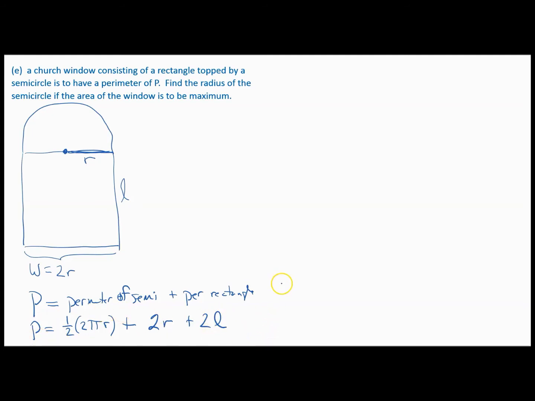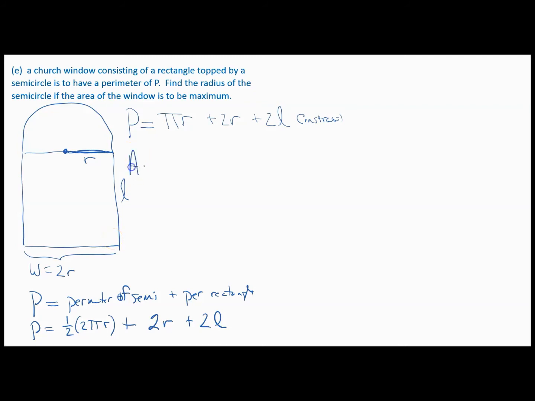We could simplify that just a little bit. I'm going to put it right out to the right here. P is equal to 1/2 times 2 pi r, which is pi r, plus 2R plus 2L. Now we want to think about area. And by the way, this is your constraint equation or your secondary equation. It's the equation that's being limited by a certain value, which is just this fixed perimeter.